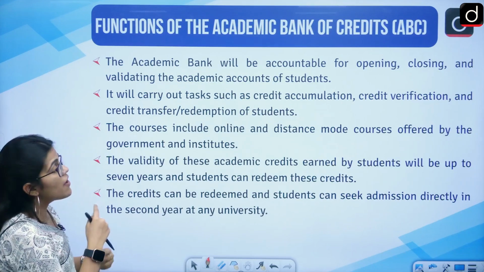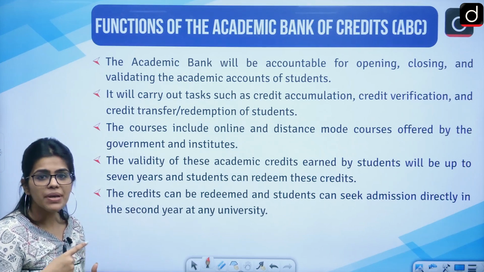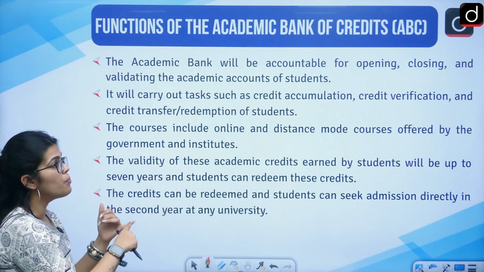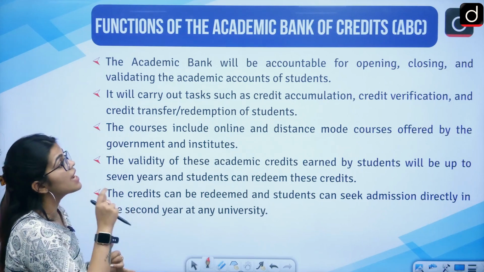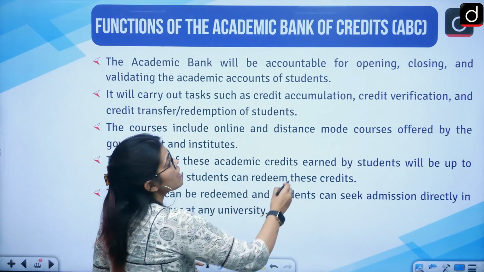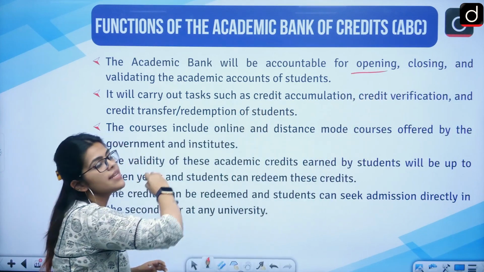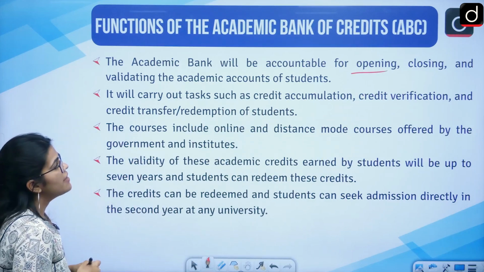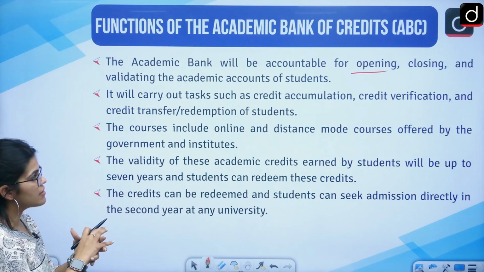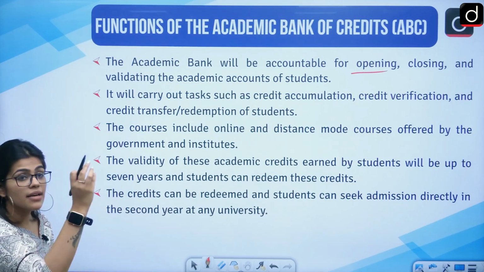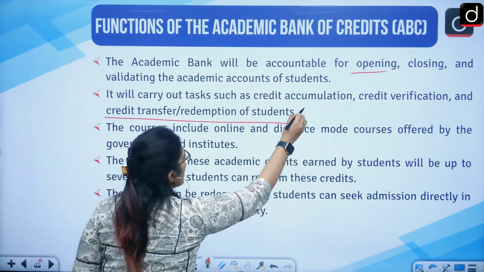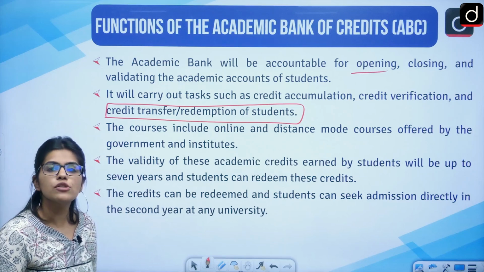So what are the functions of this ABC, the Academic Bank of Credit? The Academic Bank will be accountable for opening, closing, and validating the academic accounts for the students. This is a bank where you can open and close the credit accounts of a child. It will carry out tasks such as credit accumulation. It will collect all the credits. Credit verification will be done by them, and the credit transfer and redemption of the credits will also be done by it.